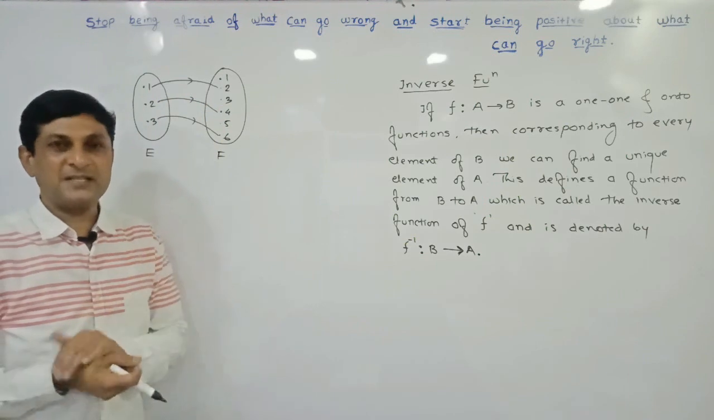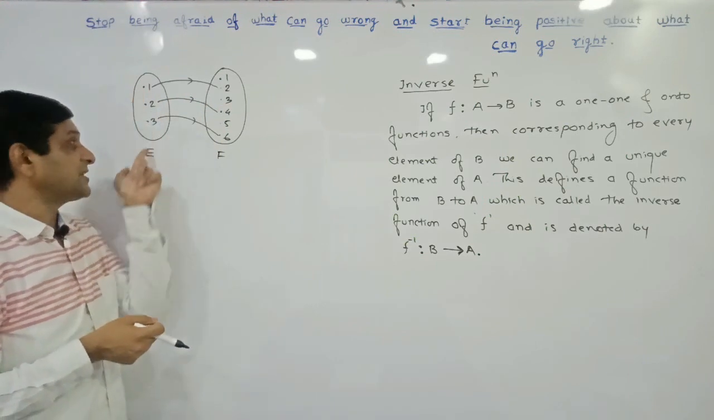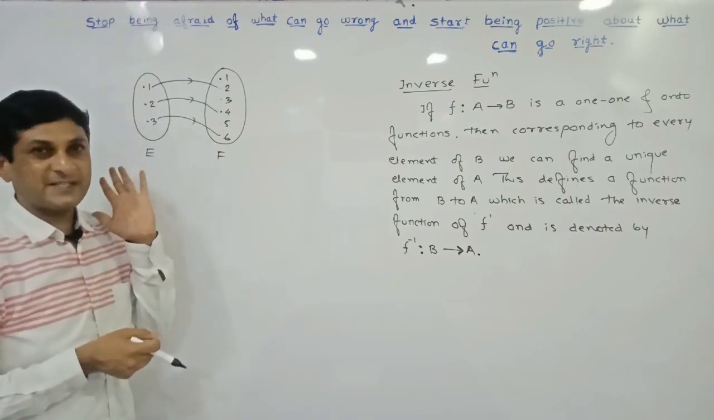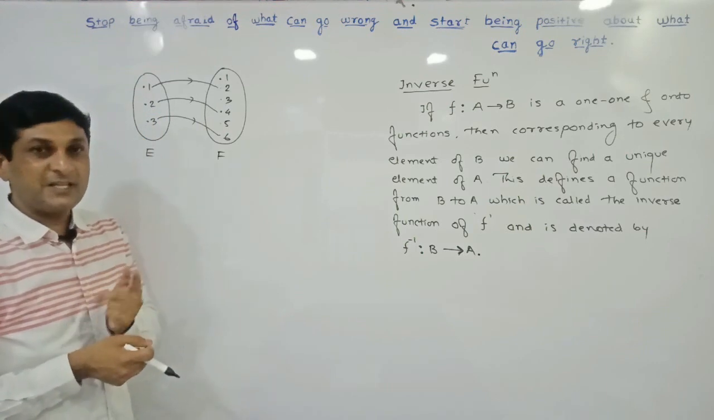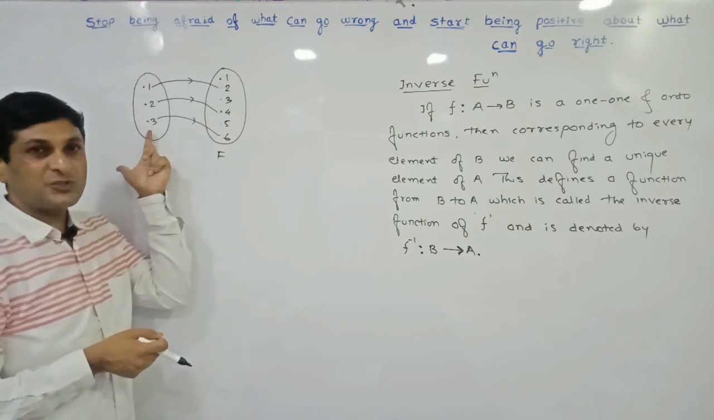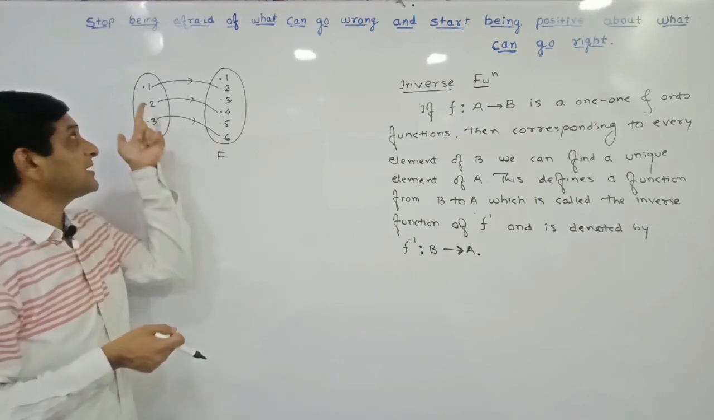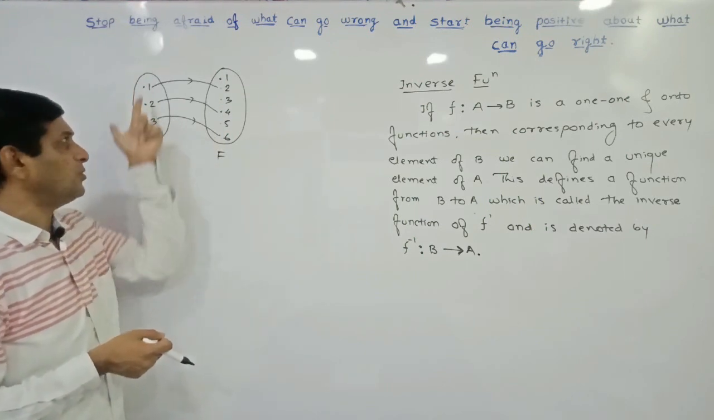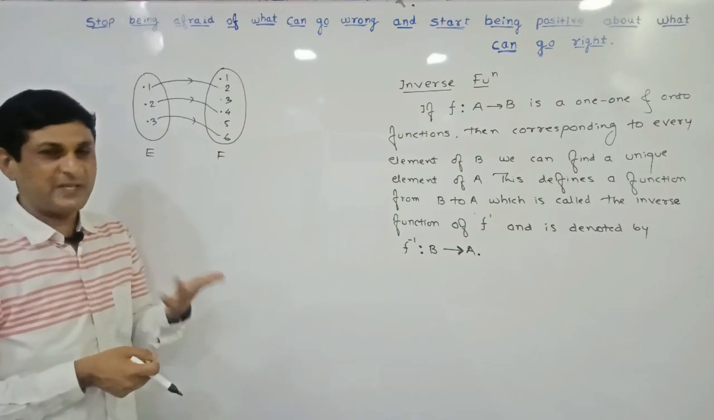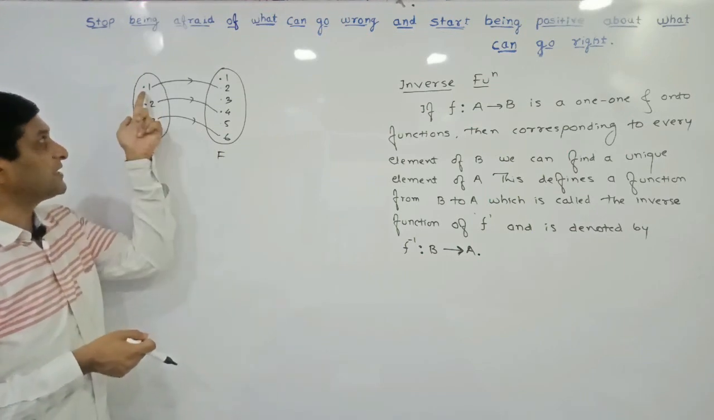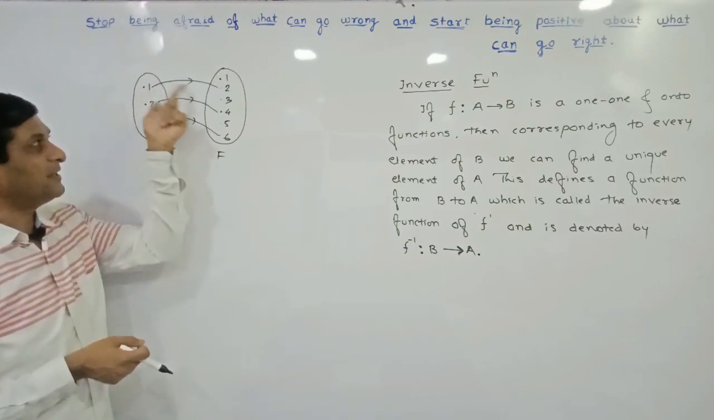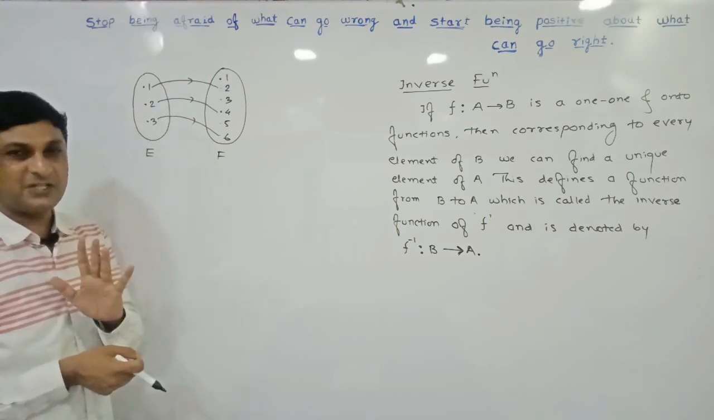So try to understand these conditions. The conditions are only on the elements of set E. The first condition is every element of set E should be related with some element of set F. So let us see how many elements are there in set E. Only 3 elements, so we have considered one very simple example. Check whether all the elements are related. Yes, all the elements are related, which means the first condition is satisfied.